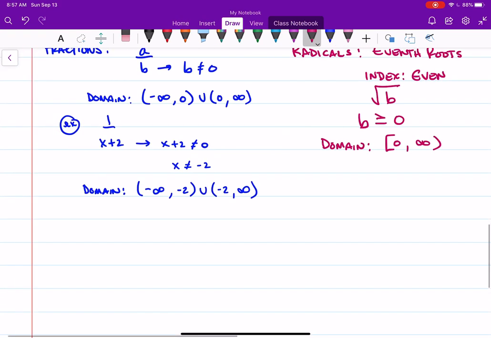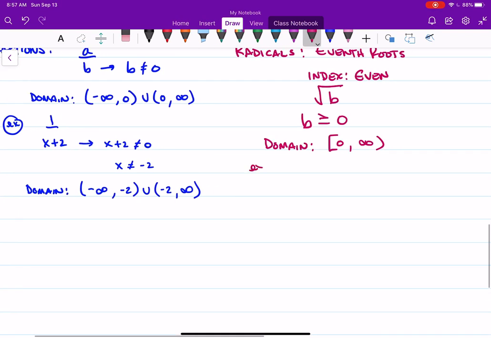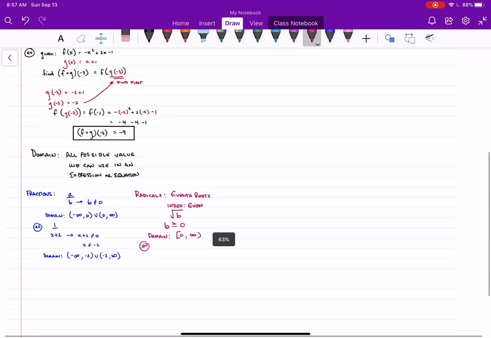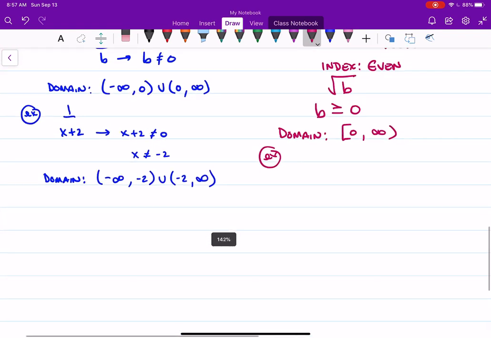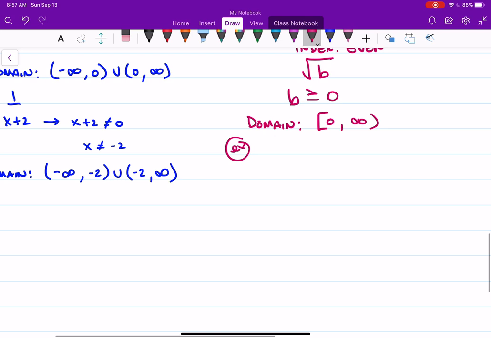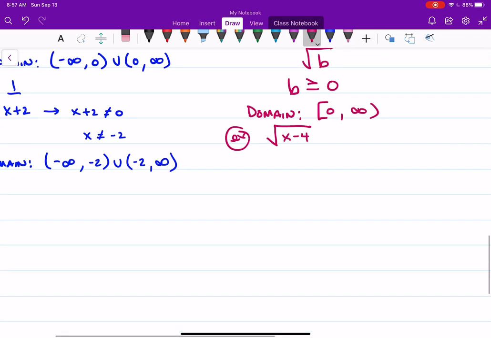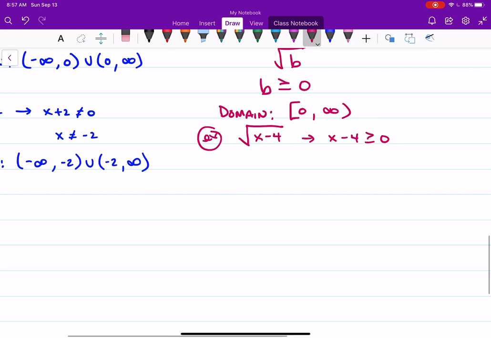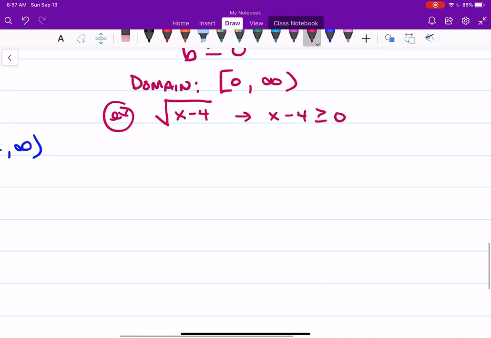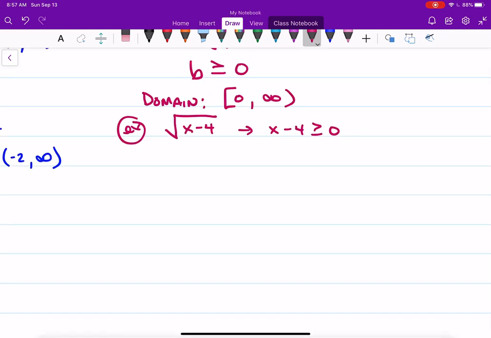However, if I had an example, trying to see my spacing here, that's pretty good. All right, so for example, let's say I got the square root of x minus 4, okay? So what I know here is that x minus 4 has to be greater than or equal to 0, right? So the way I deal with inequalities is I would add 4 to both sides.